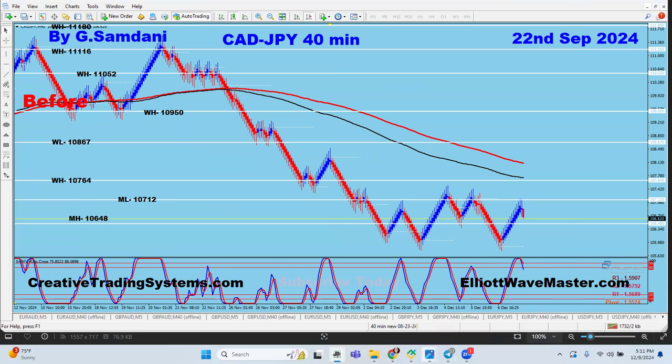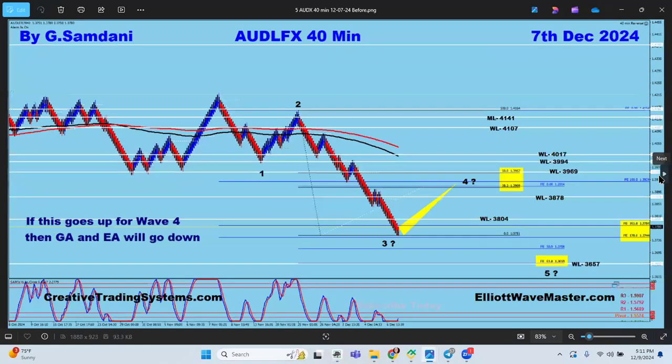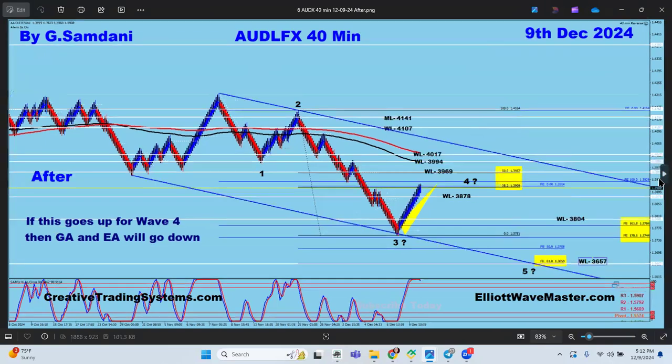Another chart that I want to show is this one. This is Aussie dollar index, right? And Aussie dollar index also the same thing. 1, 2, wave 3 was finished according to my mumbo jumbo, and then we're supposed to be going to the upside for wave 4, finishing wave 4 here before dropping for wave 5 all the way down. So what happened to this chart? Boom, this happened, right? And you can see that I have written here what happened.